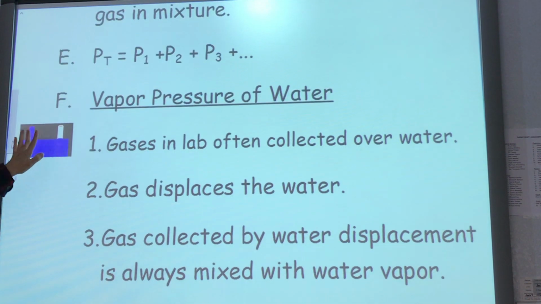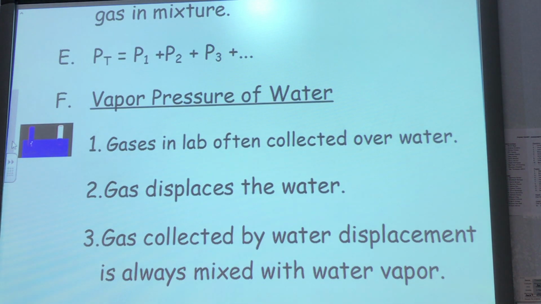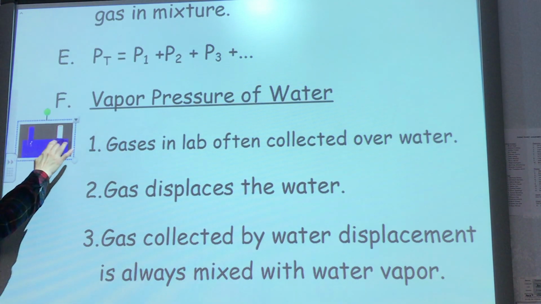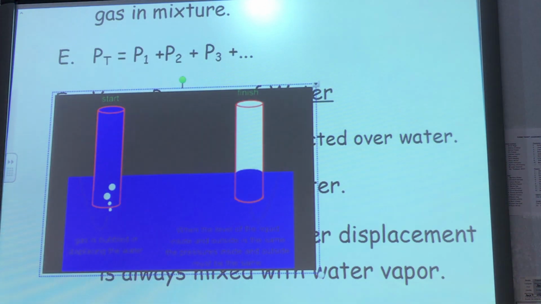Quickly, I had a problem in here about vapor pressure of water, but it's not on the test, so I'm not going to show you the problem. I don't want to take time up for that, but I will explain this a little bit to you. Often when we collect gases in lab, they are collected over water. So basically you have water in a tube here, and then you do some kind of chemical reaction. For instance, when you add your hydrochloric acid to your magnesium, that creates hydrogen gas.